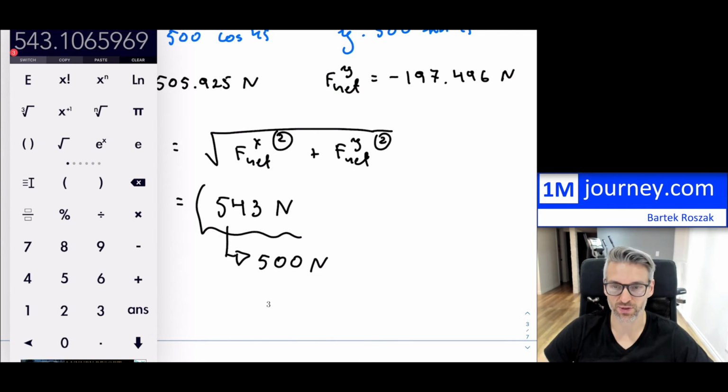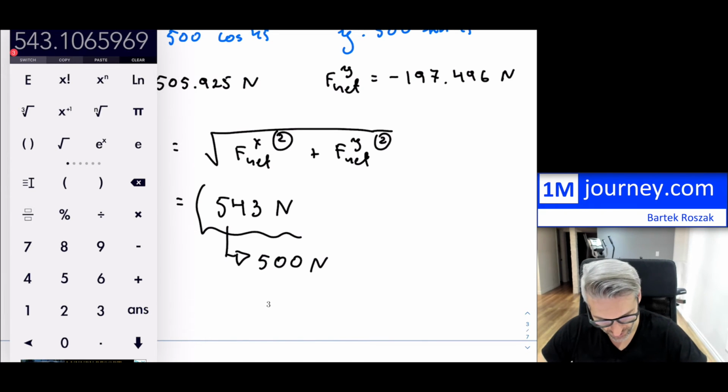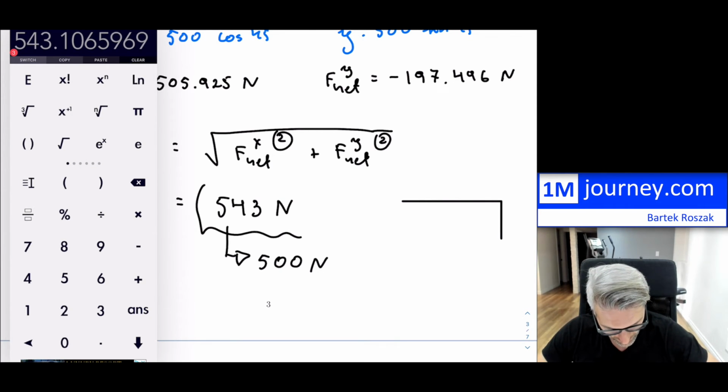That's the magnitude. Now, if you want the angle, so, finding the angle itself, here is your X component. Here's going to be your Y component, right? So this is going to be 505 approximately, 0.9, etc. This one is down, so it's 197 point, etc. And now you want to be able to find what this angle is.